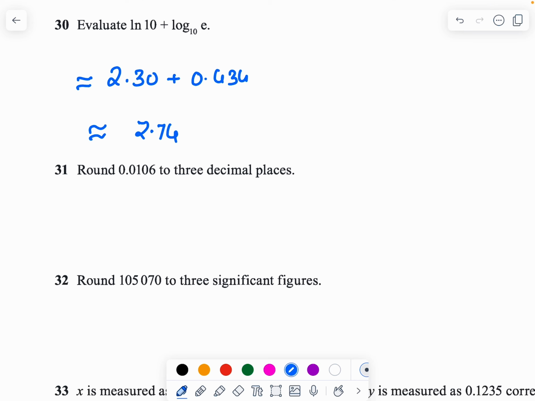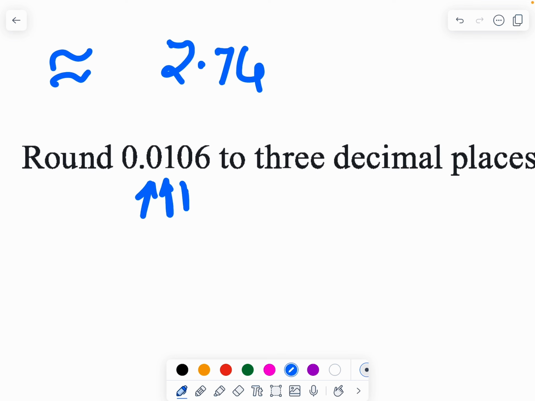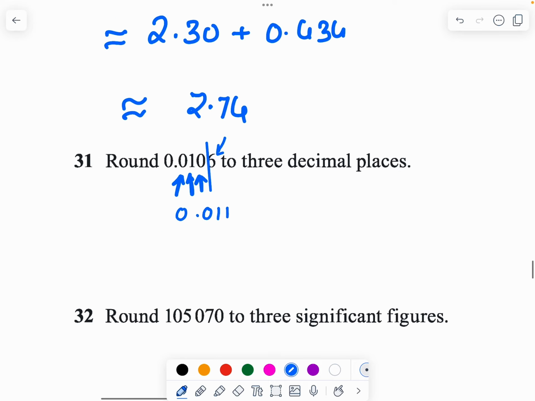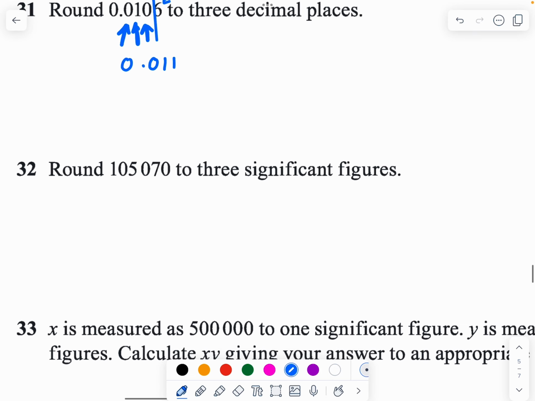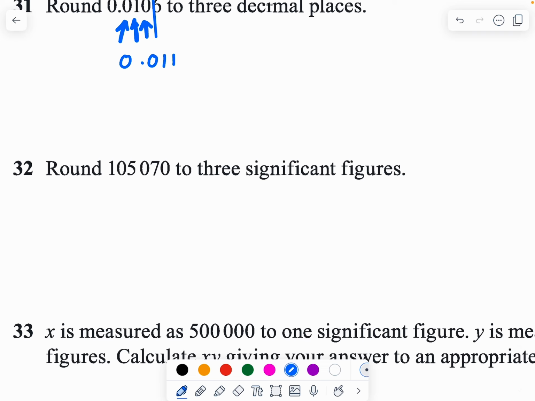Round off 0.0106 to 3 decimal places. So first decimal place, second decimal place, third decimal place. So now I have to do 3 decimal places. So I draw a line over here. This value is more than 5. So I add 1 to that. 0.011 is going to be the answer. To 3 significant figures: first significant figure, second significant figure, third significant figure. Draw a line. This value is 0. So the remaining terms will all become 0.